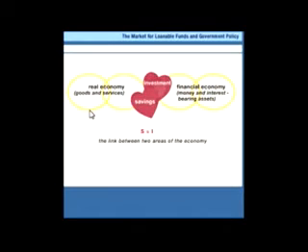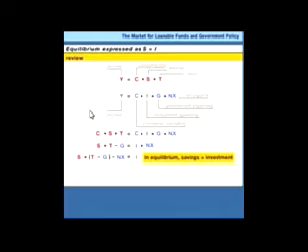Here's income and all of its uses. Here's aggregate expenditure adding up to income. Set income equal to income, do that algebra again, and you come up with this remarkable key equation, equilibrium expressed as the equality of investment and savings.